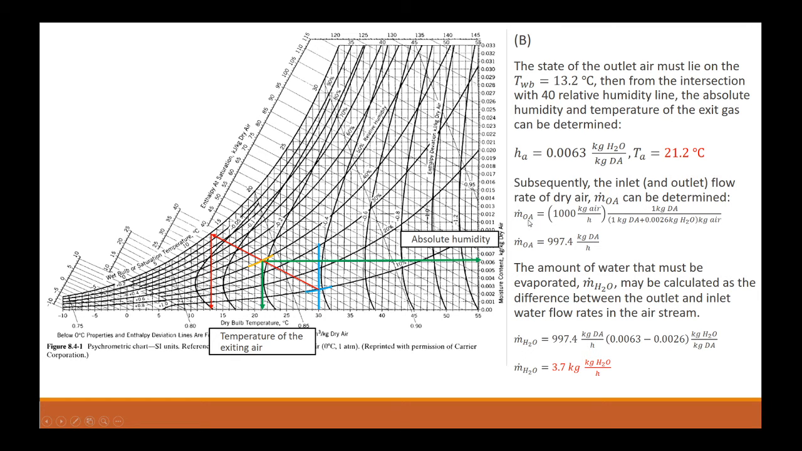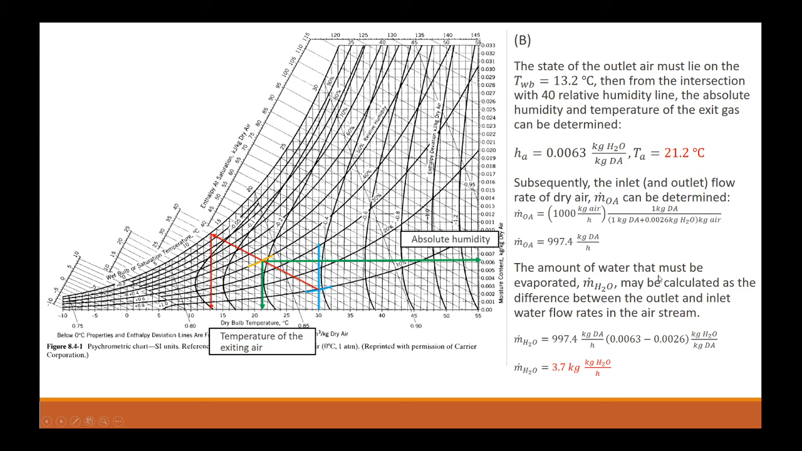So we were given that the inlet of the air is 1000 kilo per hour, and we multiply it with 1 kg of dry air divided by 1 kg plus its humidity of the water. So this is your total mass of the air, and then we get the mass flow rate of the dry air.